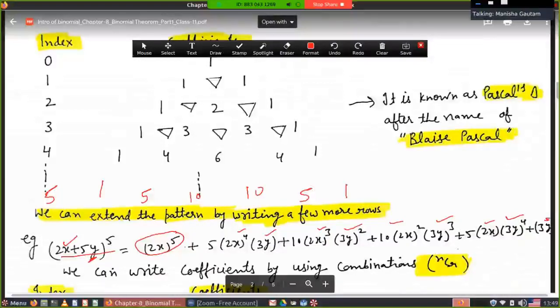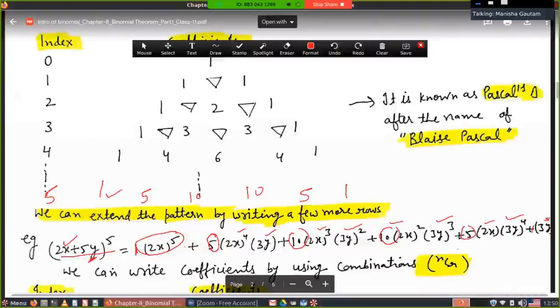So what you can get from above? The first coefficient will be 1. It is 1 here. This is the second coefficient. The third coefficient is 10. This is the fourth coefficient, the fifth coefficient, and the last is 1. I think you can get the coefficients of the given expansion by using the above pattern.